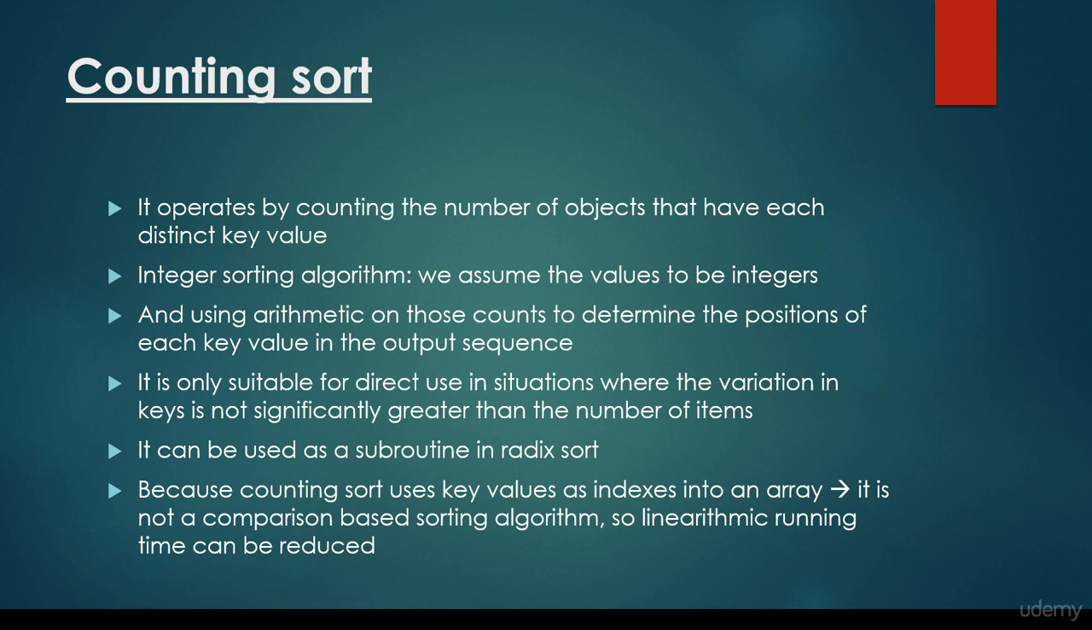We assume the values to be integers, so we are not able to sort floats, doubles, characters or strings with the help of counting sort. For example, we can sort any kind of values with the help of merge sort, quick sort or bubble sort. Here, with counting sort, we are able to sort integers only. Counting sort uses arithmetic on those counts to determine the positions of each key value in the output sequence.